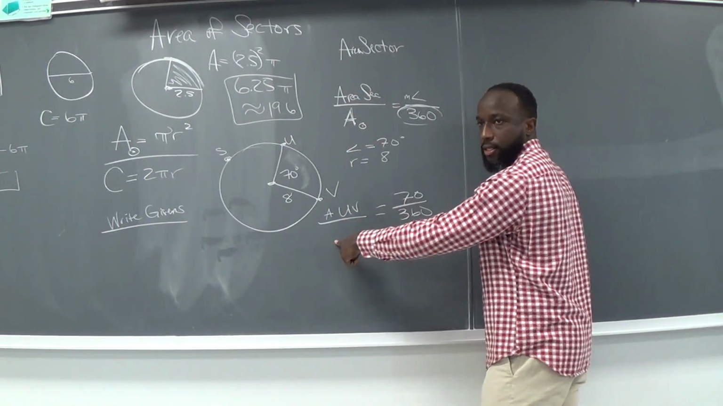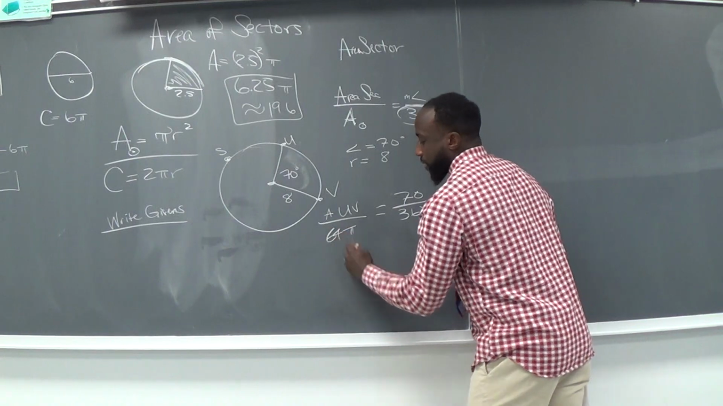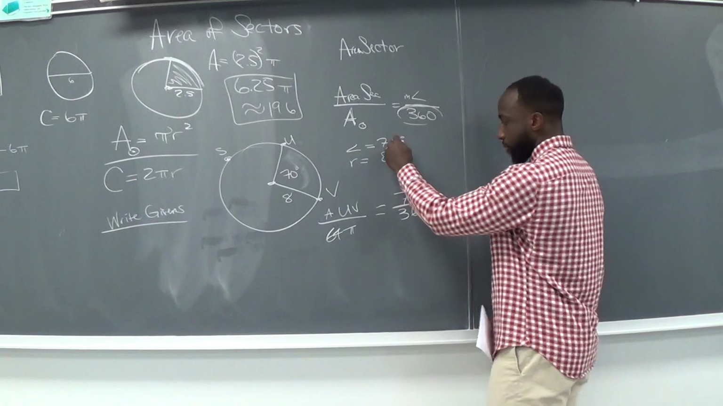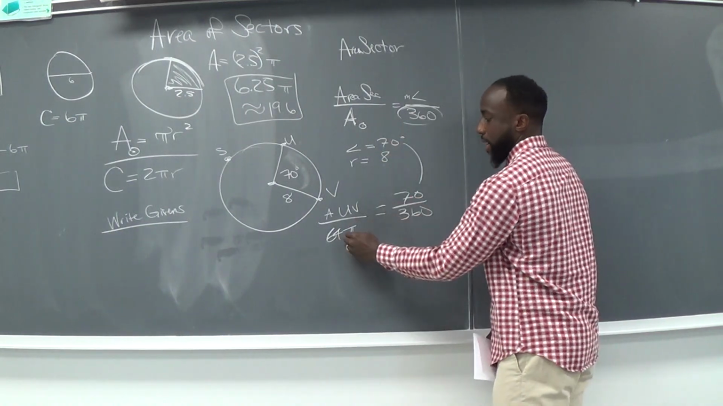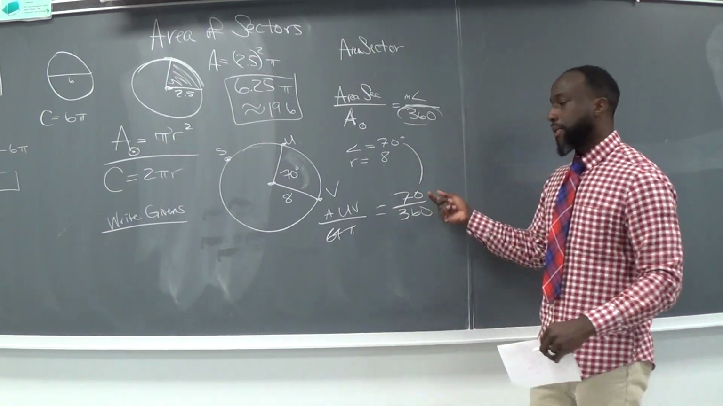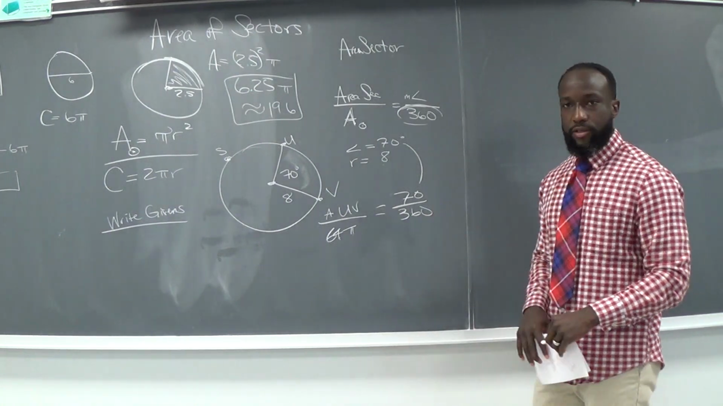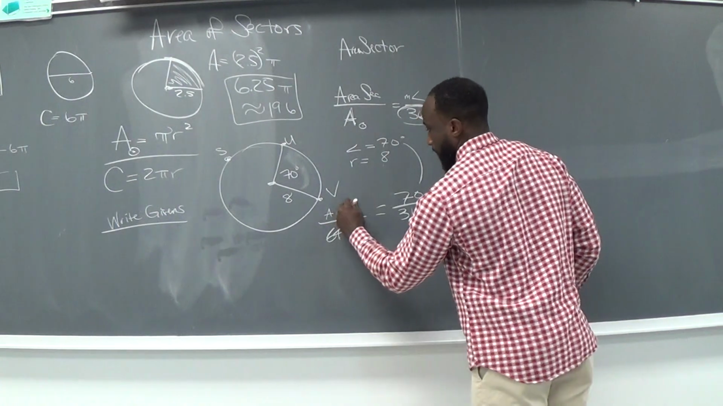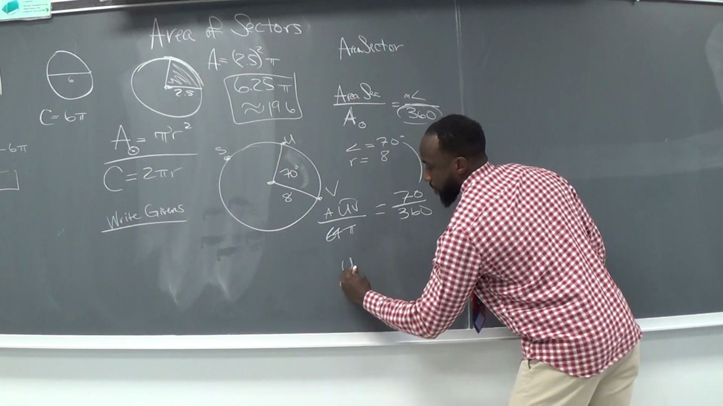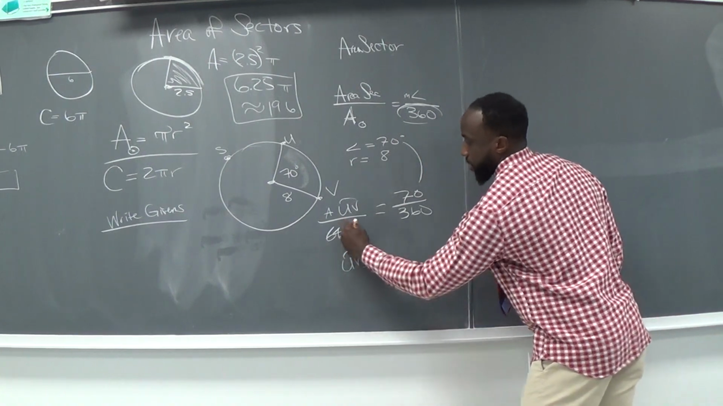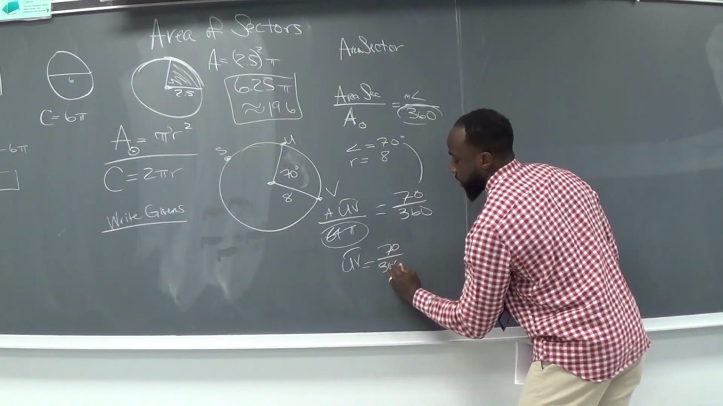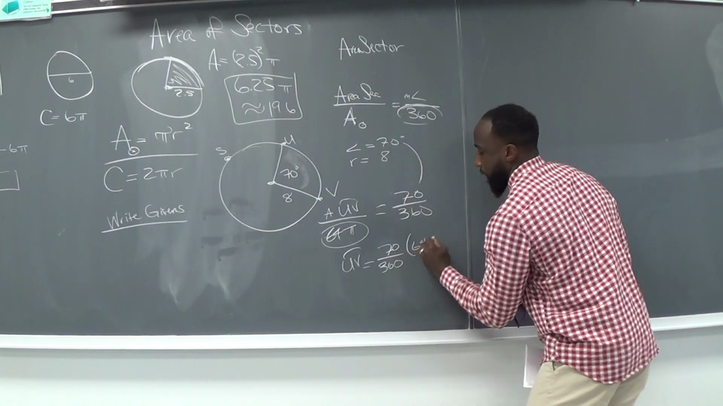Area of the circle is going to be what? 64 pi. Yeah. So we've got the sector over 64 pi equals 70 over 360, right? The angle over 360, the radius squared, 64 pi. So from here we simplify, right? 70 over 360, and then we're going to multiply by 64 pi.